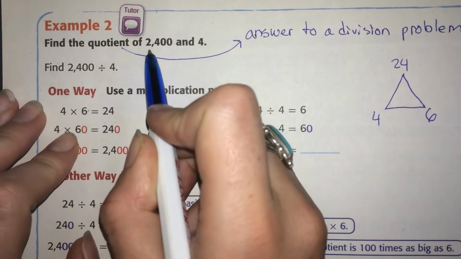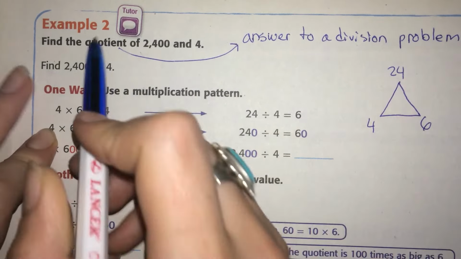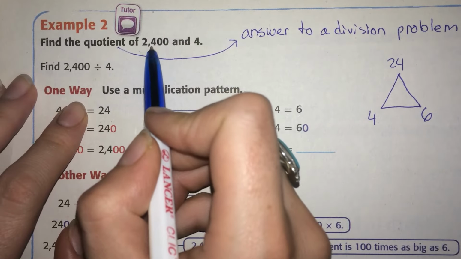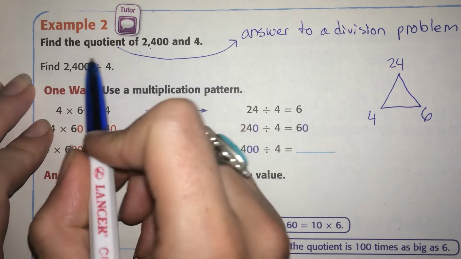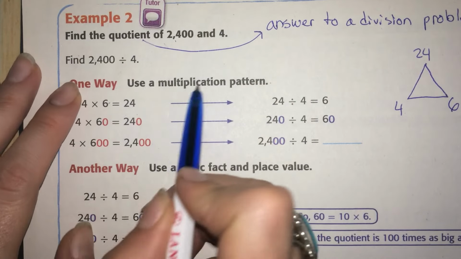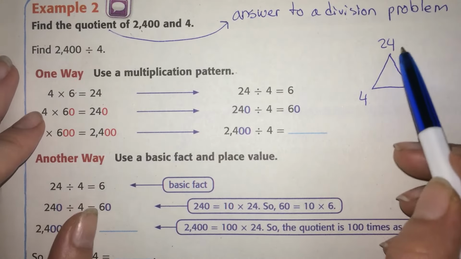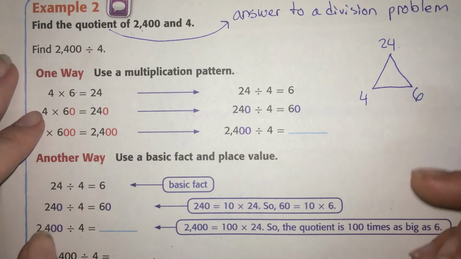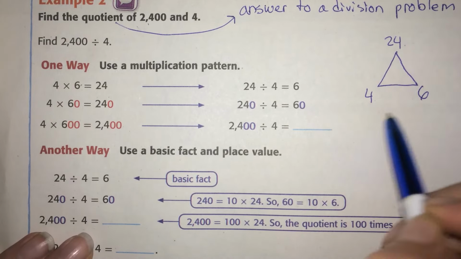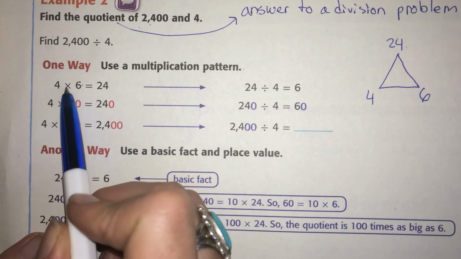Find the quotient. Okay, quotient means answer to a division problem. So find the answer of 2,400 divided by 4. So here's their multiplication pattern way where they showed you this fact family. We know this, 24, 4, and 6. Okay, we know these are the numbers involved, but we just have to keep track of how many zeros.